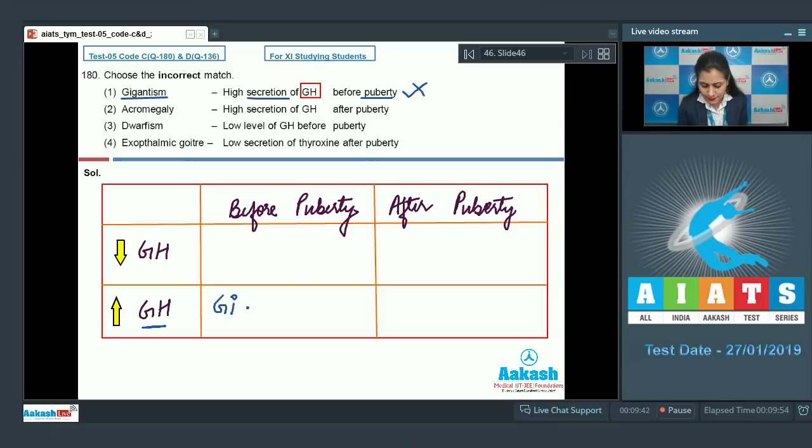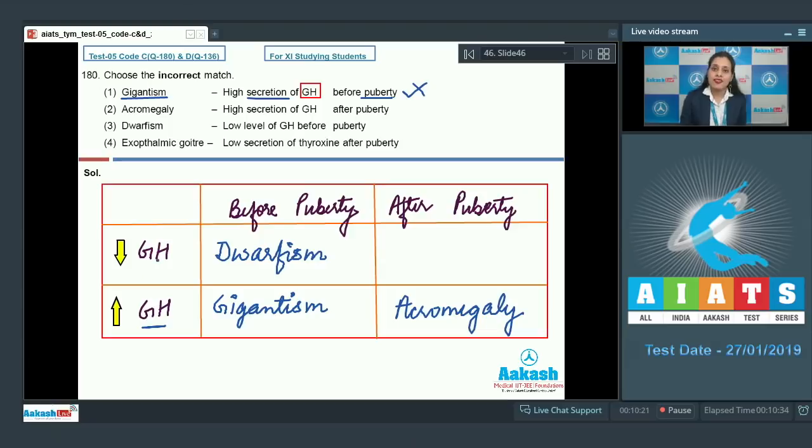So this is gigantism. On the other hand, high secretion of growth hormone after puberty will lead to acromegaly. And if there is hyposecretion of growth hormone before puberty, this will cause dwarfism. And if hyposecretion of growth hormone occurs after puberty, this will lead to acromicria. Now let's discuss the next option.